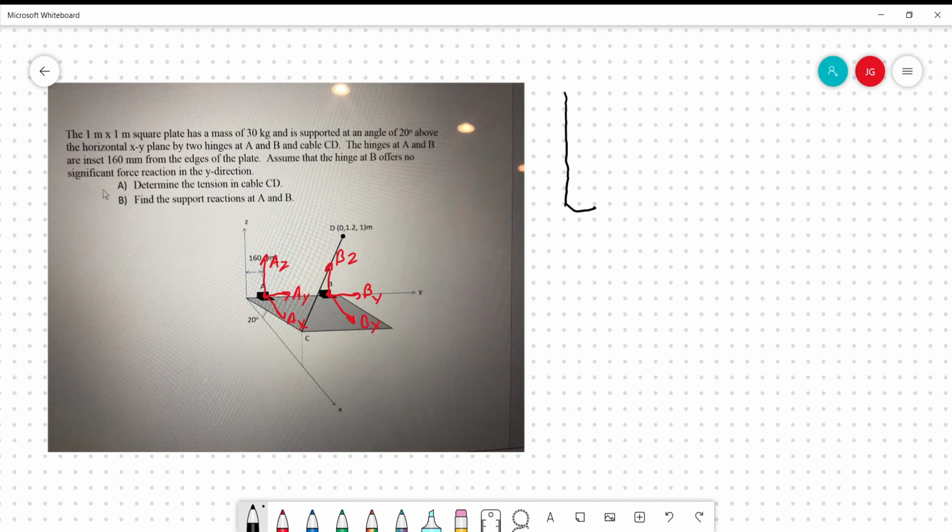Oh, Jesus. Still can't draw. Right? This is X, that's Z, right? So it's just going to look something like that. 20 degrees. And it's 1 meter long, right? So we're actually going to have to find out this distance here, this distance here. So we know where point C is, right? Simple stuff. Easy.